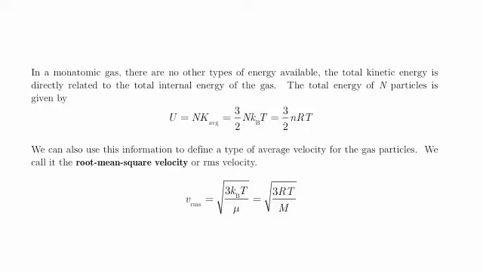And we can use this information to define a special type of average velocity. It's called the root mean squared velocity. What it tells us is the average velocity that the particles are traveling at. Again, it's statistical, so it won't tell us the velocity of each individual particle. It tells us the average velocity of the particles. And of course, this is the square root of 3 kBT over mu, which is the mass of one particle.